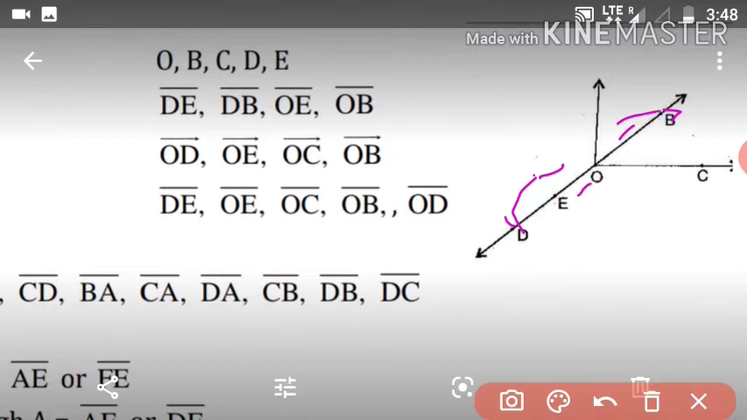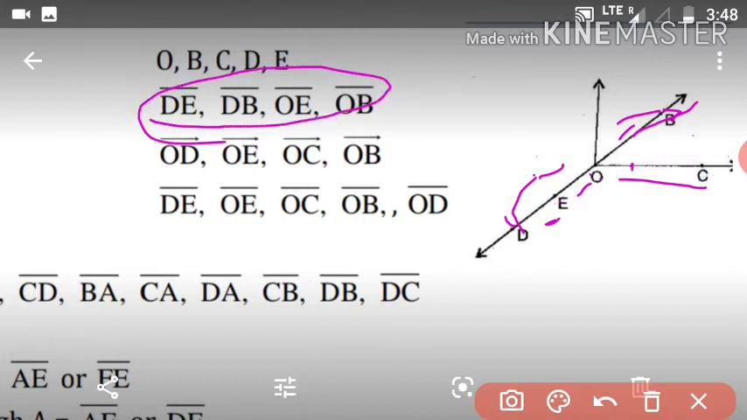Now OE. Again O and E, this is also a line. Then again OB. Now OB is also a line. You can take OC also, okay? OC is also a line. But you need to write only 4. So 4 lines are done.